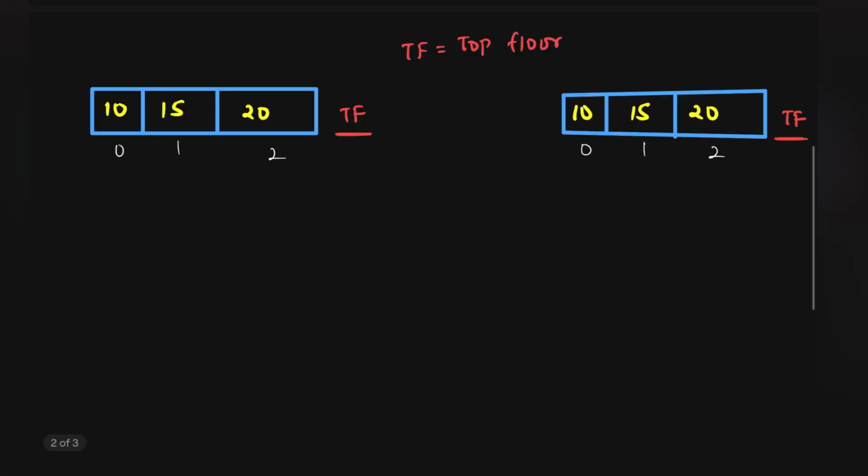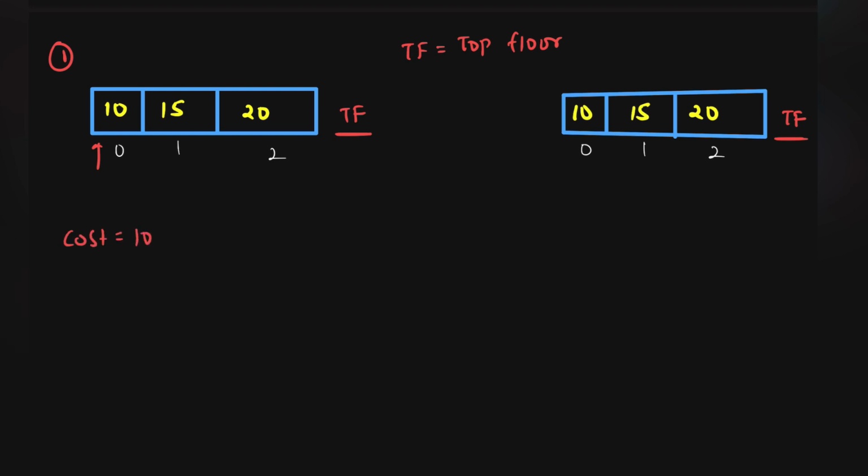Now say for example, this is my array and TF simply means top floor. So this is my top floor, which is present after the end of my array, right? So this is not our top floor. The top floor is present after the end of my array. So in the first scenario, I will be starting from index 0. Since I'm starting from index 0, I have to pay that amount of cost in order to jump. So first of all, I will pay 10 rupees to jump.